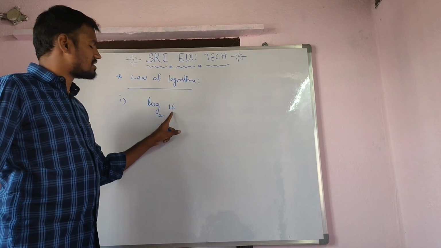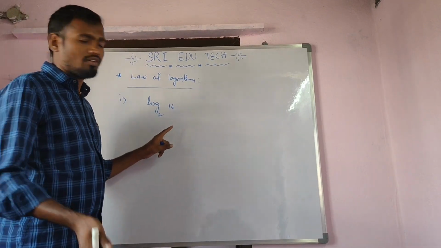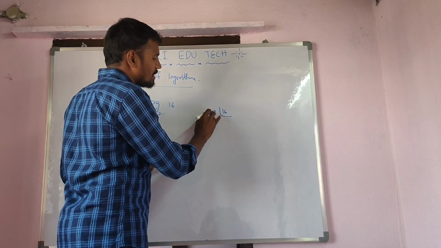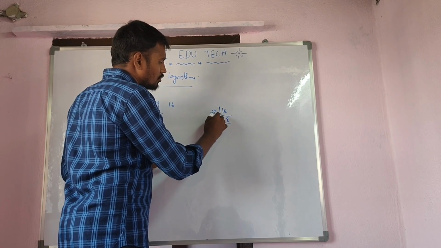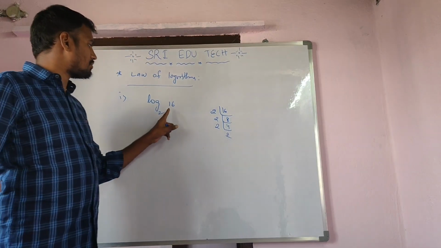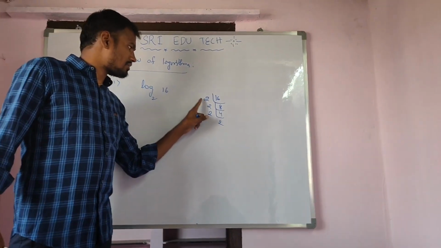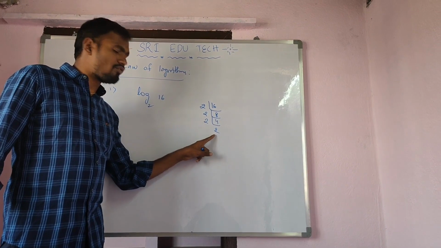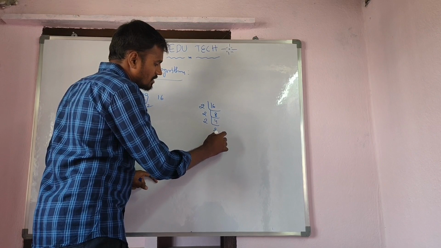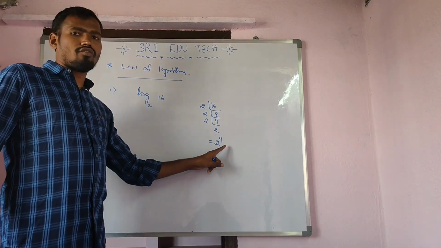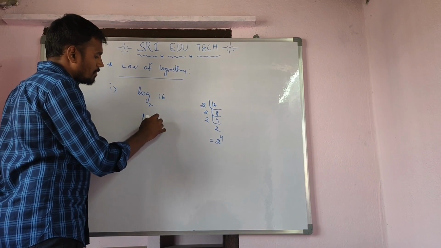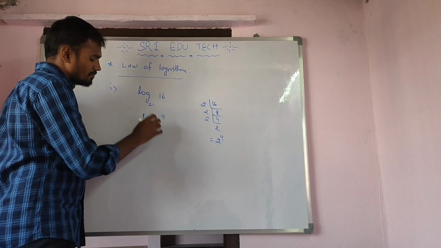Now I am changing the 16 into 2 to the power of something. So 16, amma, I do the LCM by 2: 2 eights are 16, 2 fours are 8, 2 twos are 4. Now I am changing 16 into 2 to the power of 4, because you have four 2s. Substitute here, in place of 16, 2 to the power of 4 base 2.